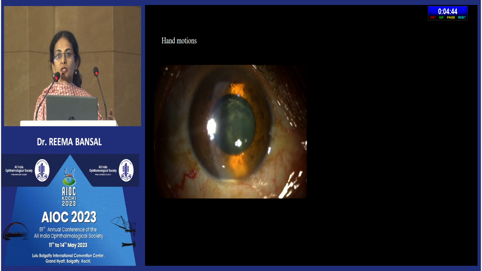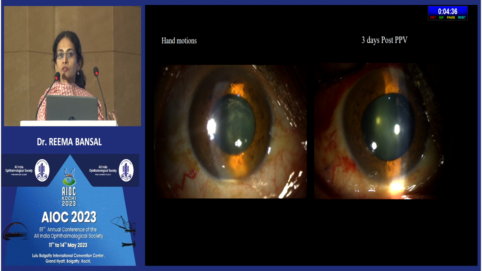So since the patient was bilaterally almost blind, we offered a diagnostic and a therapeutic vitrectomy in the right eye, and we took up the patient for vitrectomy. This is 3 days post vitrectomy. We had put him on topical steroids. We did not start oral steroids because we were not sure what we were dealing with. So now you can see the fibrin is gone, hypopyon is gone, primarily because the topical steroids were there, and also partly because the vitrectomy was done and we had debulked the vitreous.